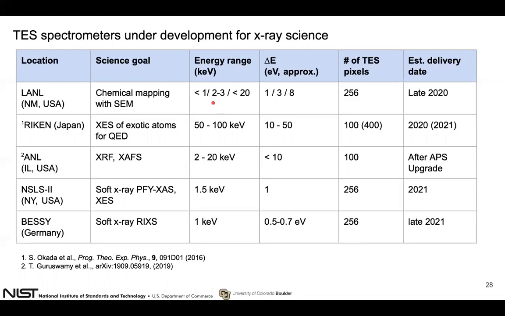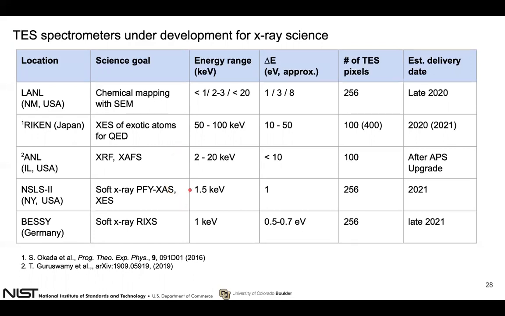There are also a couple of instruments in the works that will operate in hard X-ray regimes that we've not previously focused on. For example, a collaboration with Riken and Tokyo Metropolitan University in Japan will use 50 keV X-rays to study quantum electrodynamics. And Argonne National Lab is leading a project to develop a TES spectrometer for X-rays up to 20 keV. That instrument should be available for use at the APS after its upgrade.